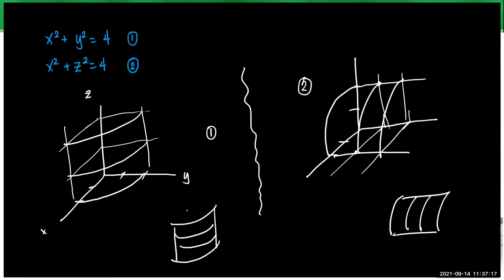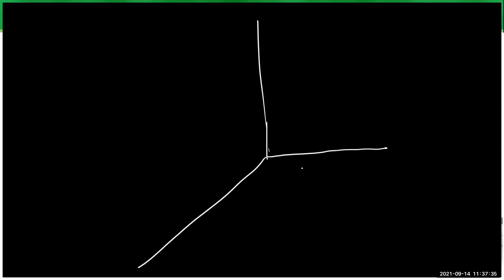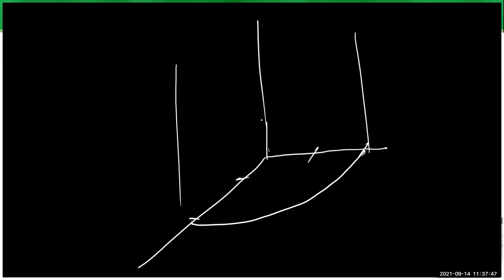Nag-skip na ako ng symmetry. I went straight to intercept and the traces and the sections. Kasi this is on the assumption that you already know the first few concepts. Now let's draw yung last natin. What will be their intersections? So let's just say 1, 2. X and Y, alam natin bilog. Paangat. Isa naman, Y and Z.